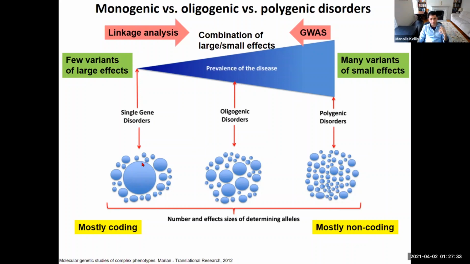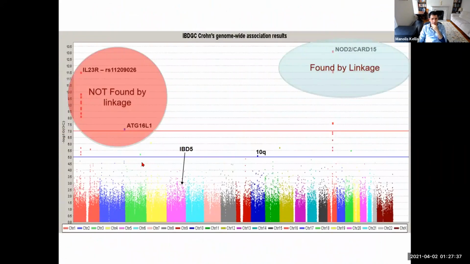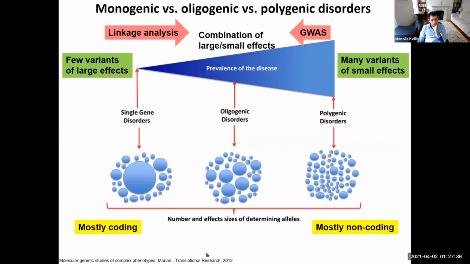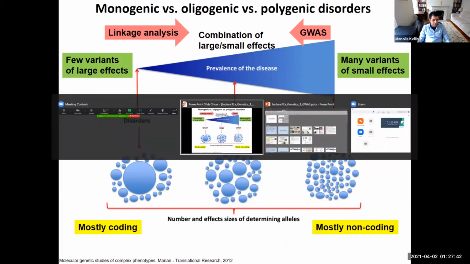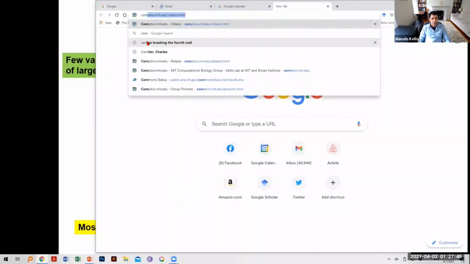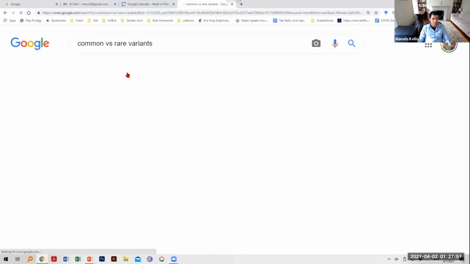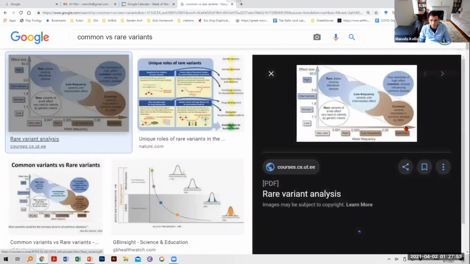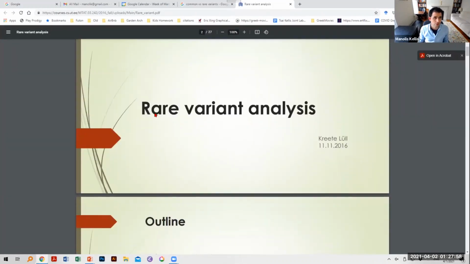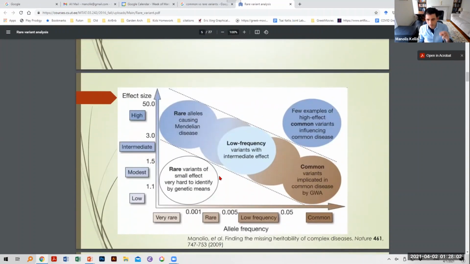So these are variants that, hold on one second, I'm looking for, I don't have a slide on that, unfortunately. You know what? I'm going to find a slide. Common versus rare variants. It should be easy enough. There you go. Okay, so there's two types of variants. Oops, gosh. Oh, there you go. So everybody focus, this is super important.